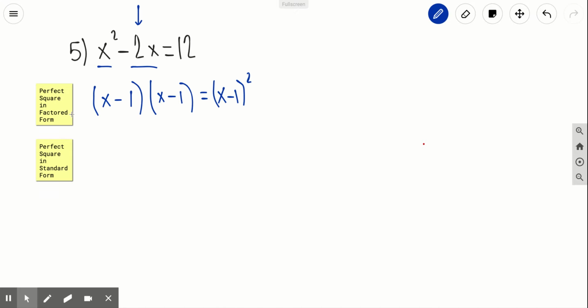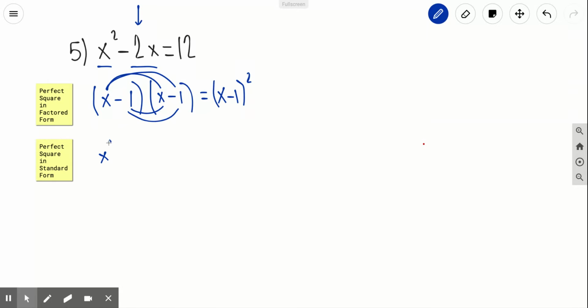Once I've found my perfect square in factored form, I'll find my perfect square in standard form by multiplying each of the terms in my factored form. Remember that every single term needs to be multiplied by every single term. It's easiest for me if I take the first term in my first binomial, x, and I multiply it times both terms in my second binomial.